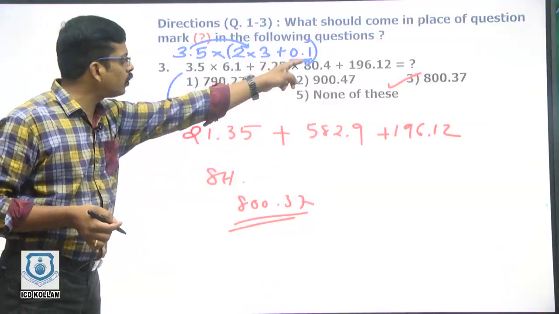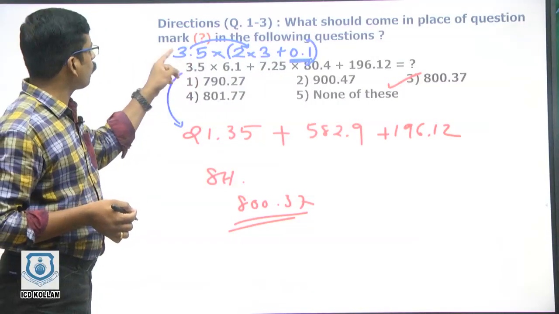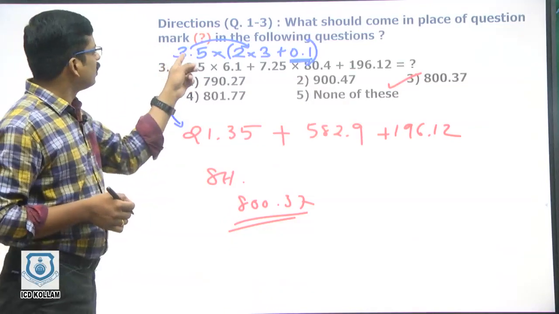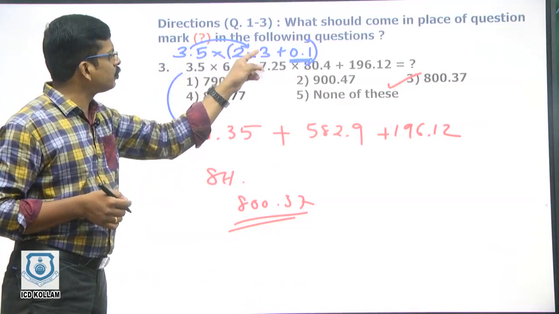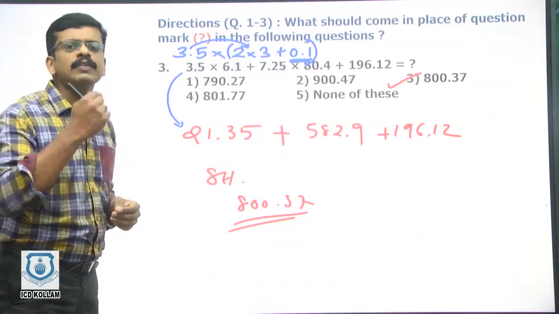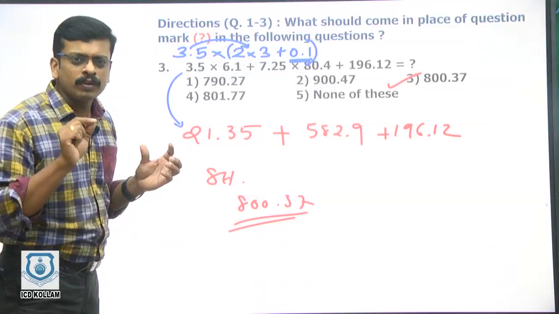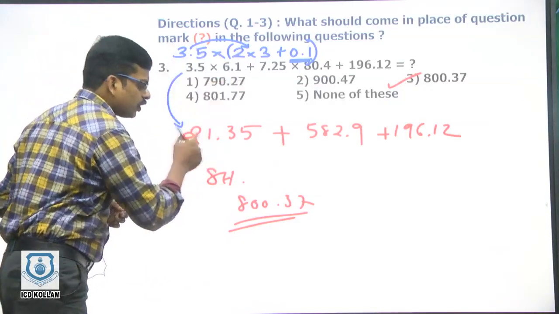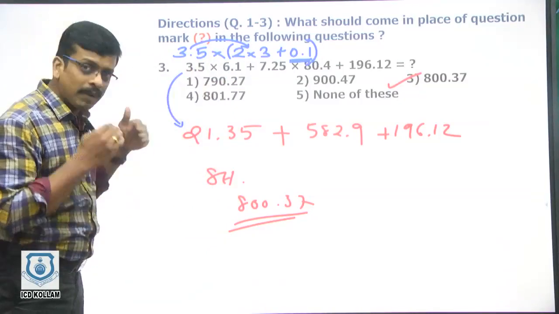And then 0.1 into 3.5 is 0.35. While multiplying with 0.1, you need to shift the point 1 place to the left. That is why 0.35. So altogether, this is 3.5 into 2, 7 into 3, 21. And then 0.1 into 3.5, 0.35. So together 21.35, and that number I am writing first. You can solve it in your mind.